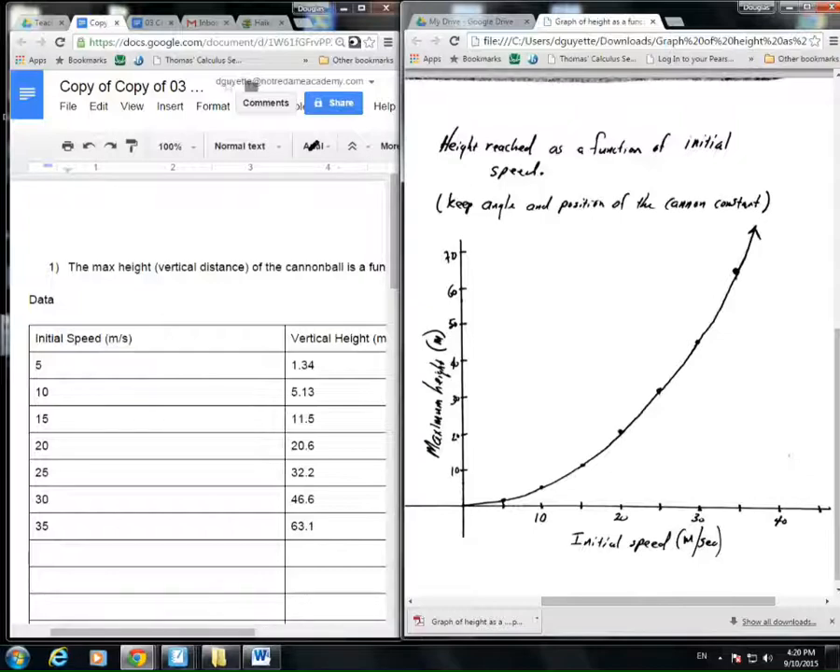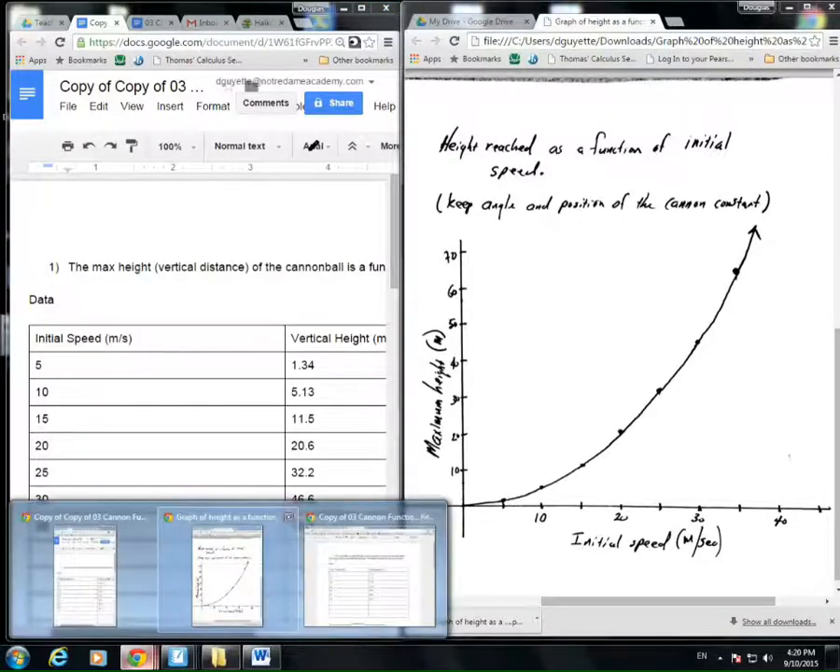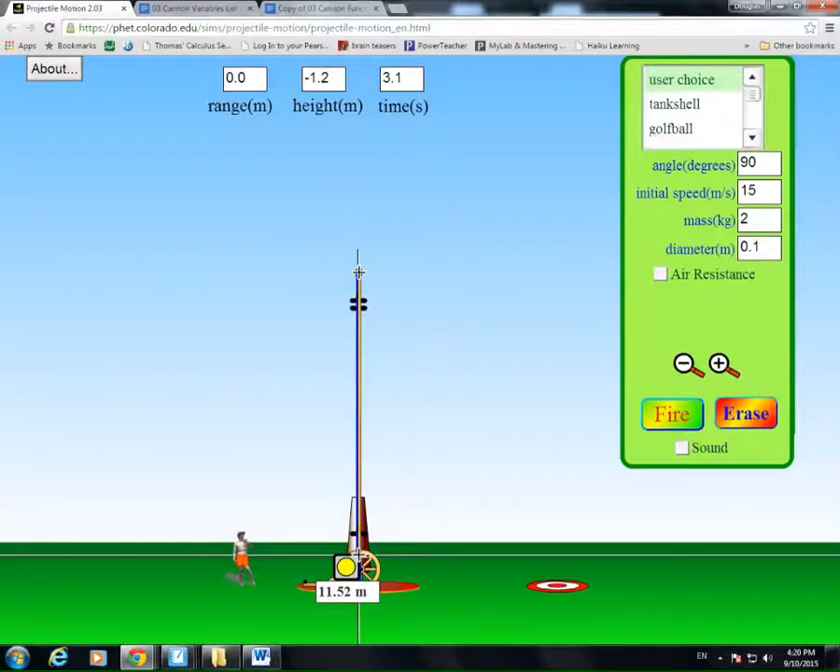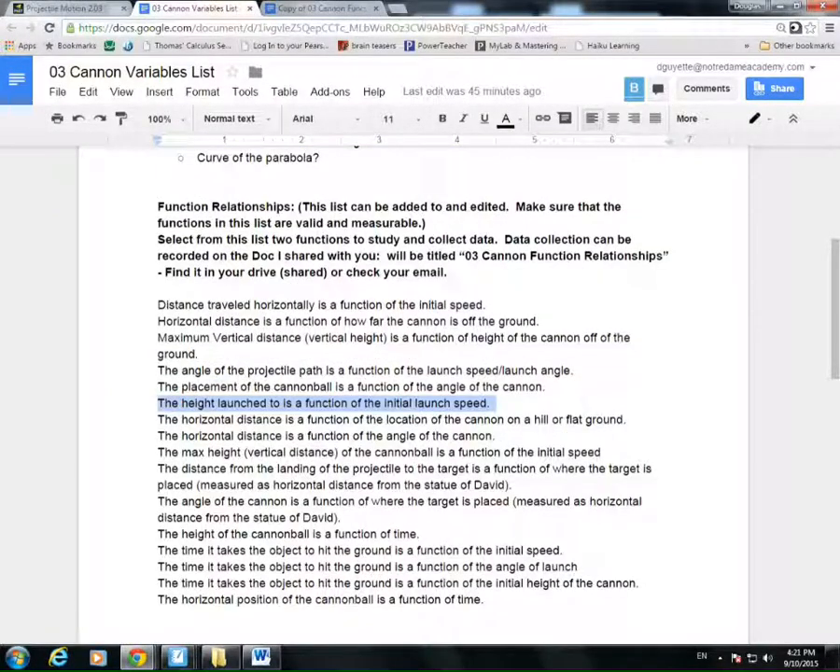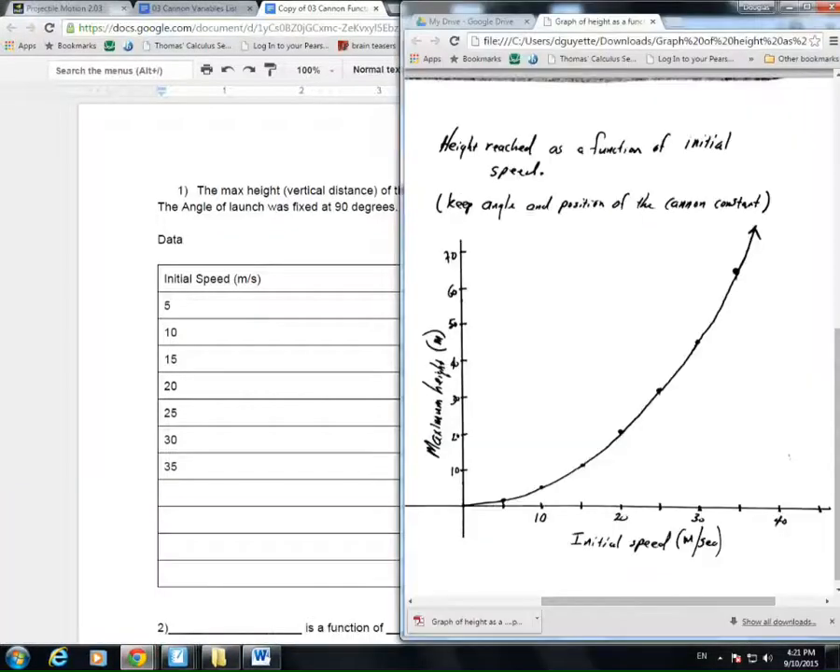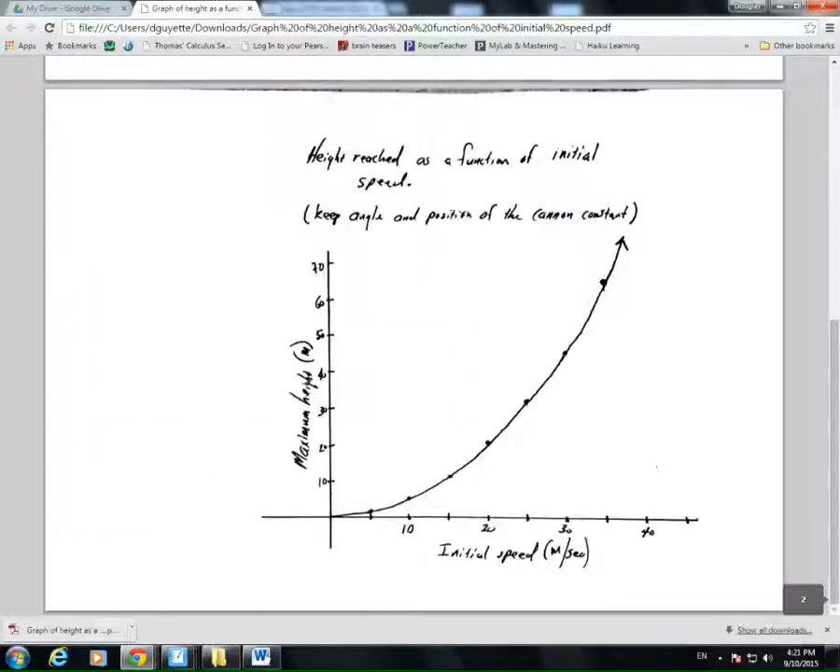We collect data. We collect data using the measurement tools on the simulation. We do that after we've selected the function relationship that we want to study. After we've collected the data and completed the table, we will then go and complete a graph. And that graph should clearly indicate all of the information that you collected on the data table.